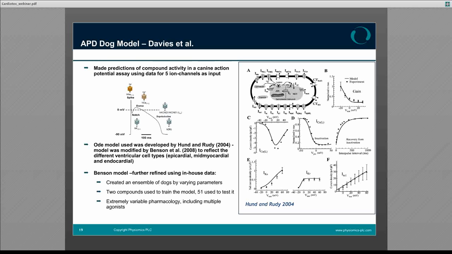So the first model we'll talk about is the dog model that was developed by Davis et al. And this was a collaboration with AstraZeneca. This model made predictions around the activity in a canine action potential assay using data from five high throughput screening ion channels. The five channels were NAV1.5, which is responsible for the upstroke of the action potential, KV4.3, which is responsible for the notch phase, the L-type calcium for the dome, and both the slow potassium current and hERG for the repolarization phase.